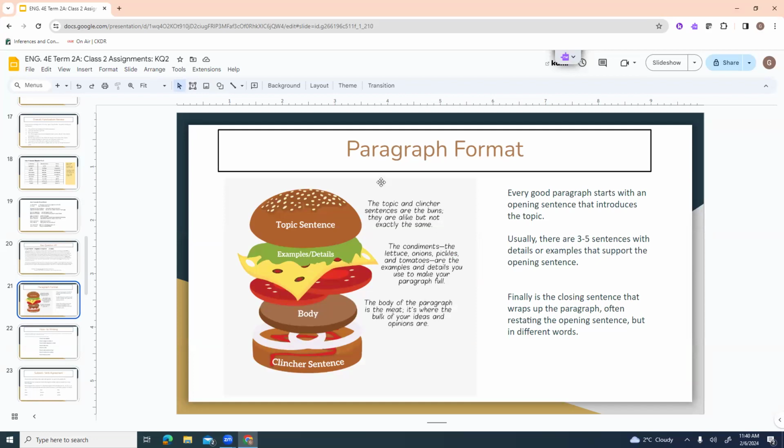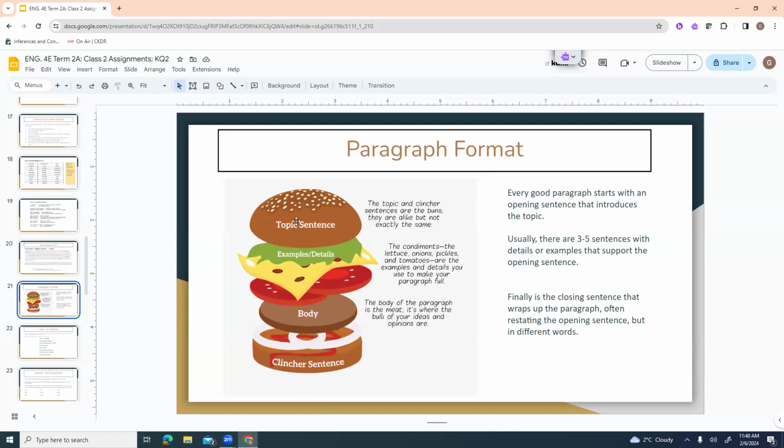Okay, paragraph format. There's a really common way that people talk about paragraphs. I'm hoping you've heard it before, and they call it the hamburger format. And the idea is just to give you a visual so you can picture it. What it is, the bun kind of encloses your hamburger. So the topic sentence is your top bun. There's what they call a closer or a clincher sentence at the bottom. And then all the details and all the juicy bits are in the middle.